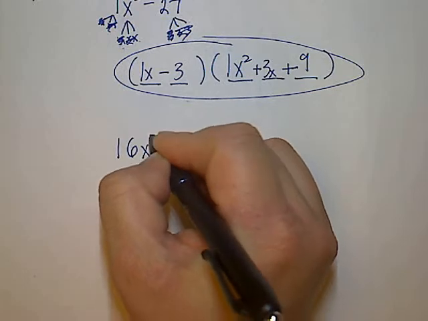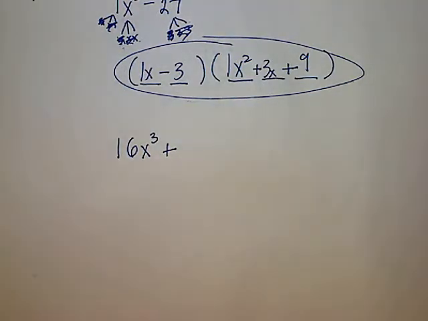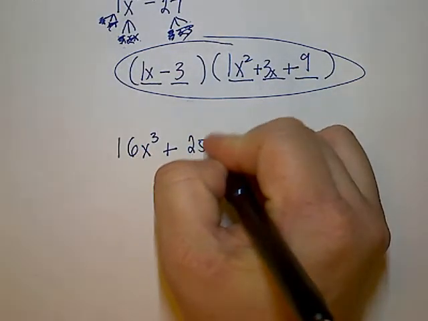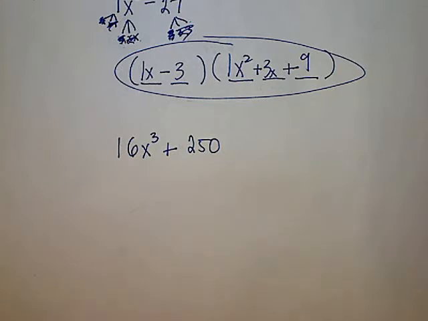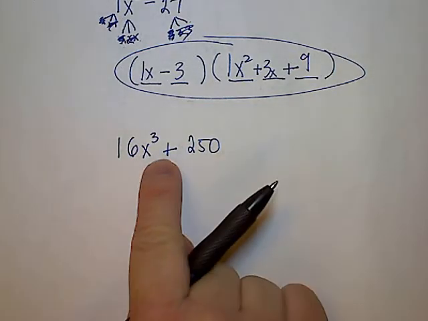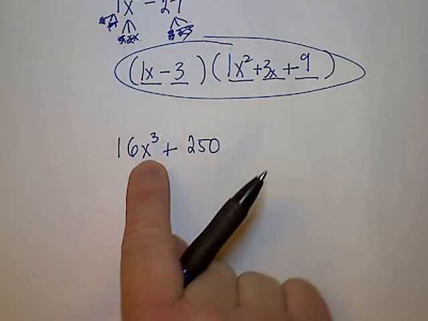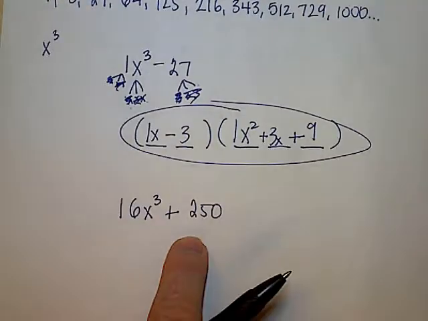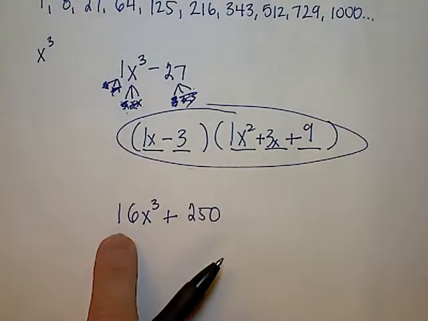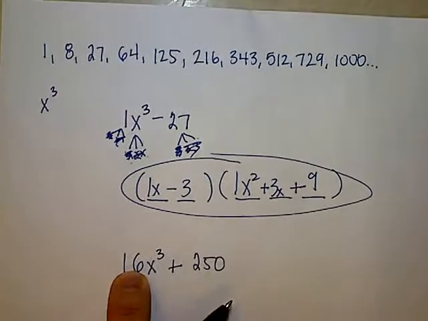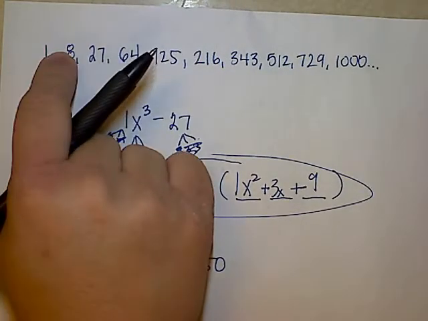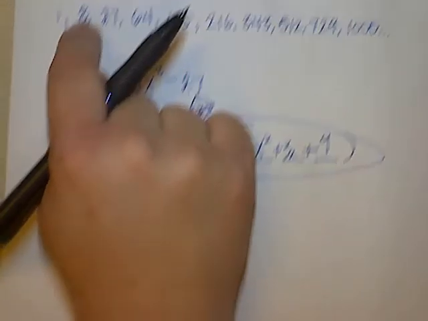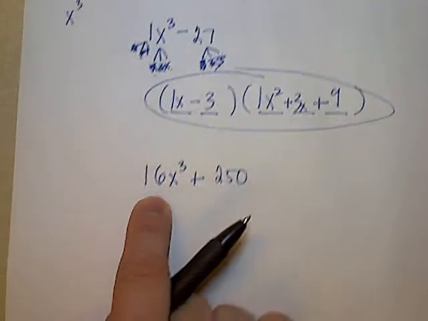16x cubed plus 250. So, again, it does not matter if it is addition or subtraction. I have a cube, so that's just telling me right away, okay, I'm doing sum or difference of cubes more than likely. I look up and I'm like, well, 16 is not here, and 250 is not here. I personally like to choose the smaller of the 2 numbers, and I go up here and I go, can I take anything times 8 and end up with 16? The answer is yes, it would be 2.